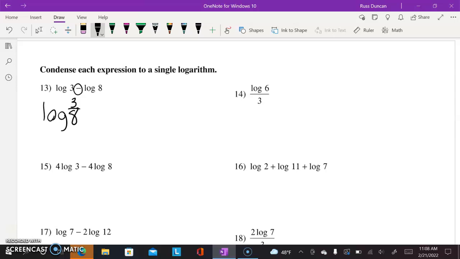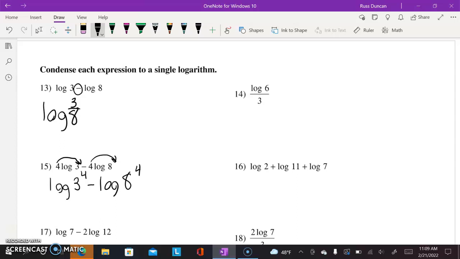Now 14 is a little tricky, but here's the logic on 14. I'm going to see if y'all figure it out. All right? I know, I'm kind of a jerk sometimes. Number 16, I'm going to do 15 and 16. So 15, this 4 can come up as a power in both cases. So you have log base 10 of 3 to the fourth minus log base 10 of 8 to the fourth.